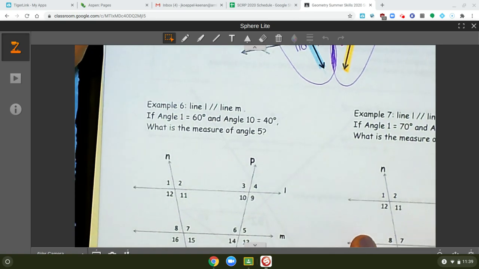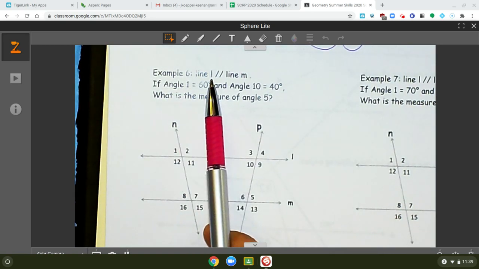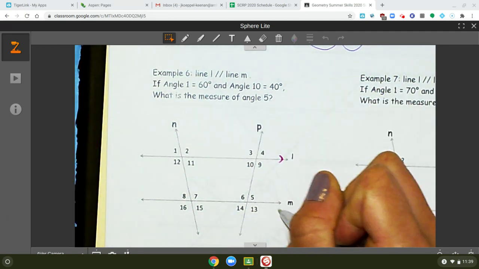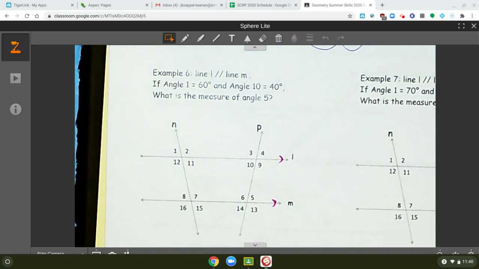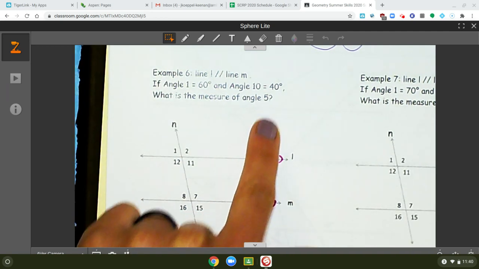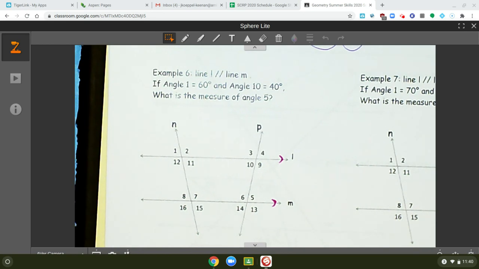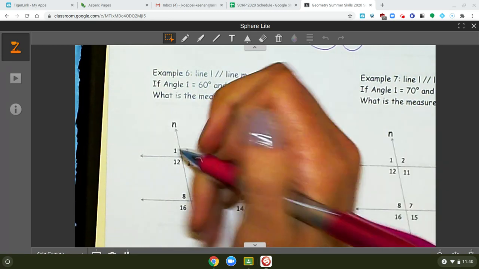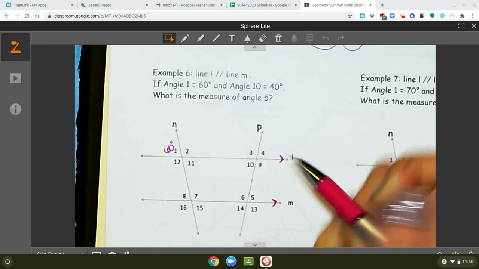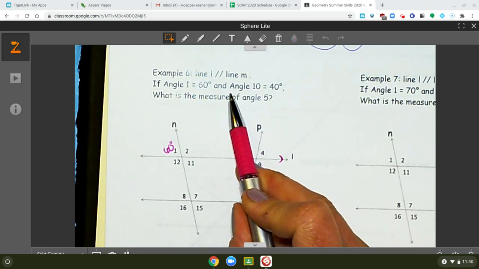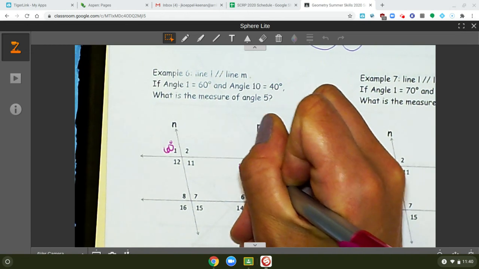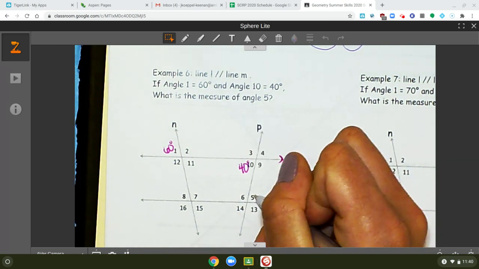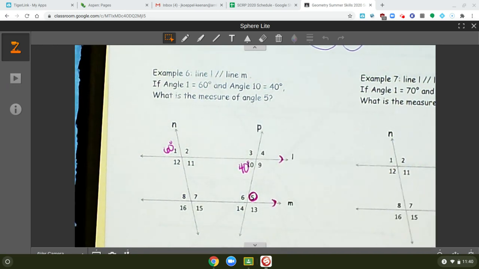So example number six. Line L is parallel to line M. So I'm going to go down to the picture. I can put my extra set of arrows there. So these are parallel lines, which means N is a transversal and P is a transversal because they are not parallel lines. If angle 1 is 60 degrees, so I'm going to put a 60 degree angle there. And angle 10 is 40 degrees. We want to find the measure of angle 5, which is this angle down here. So I'm going to circle it. We're trying to find angle 5.